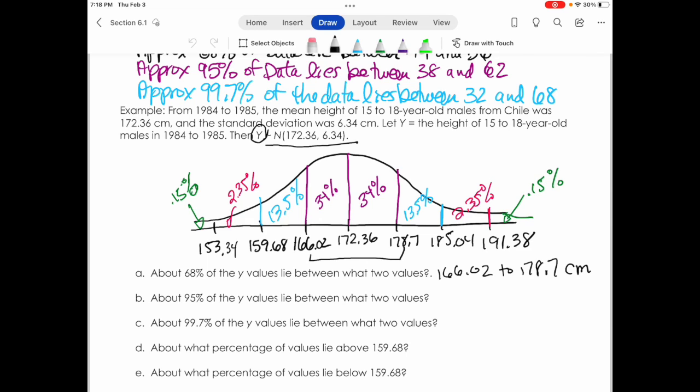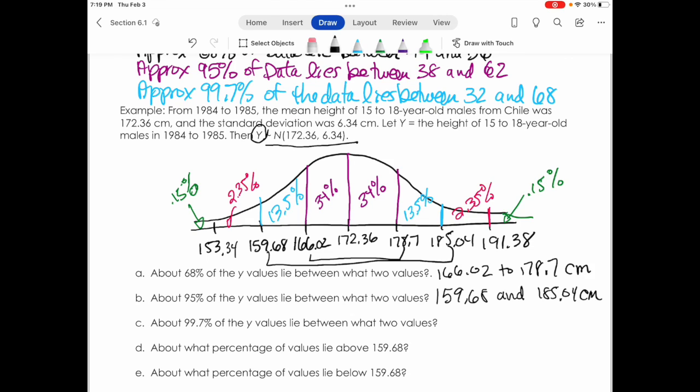Okay, now 95% of the y values lie between what two values? Well, 95 we know goes out 2 standard deviations, and we can check it by adding it up. If I take 13.5 plus 34 plus 34 plus 13.5, that gives me 95. And so I know that approximately 95% of men have a height between 159.68 and 185.04 centimeters. So that's between here and here.